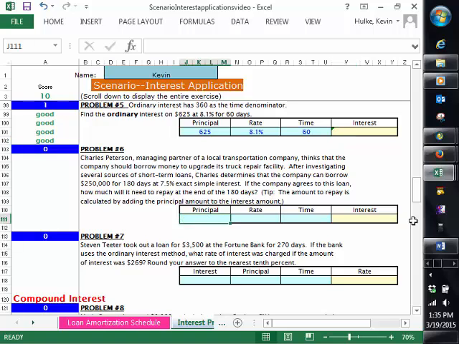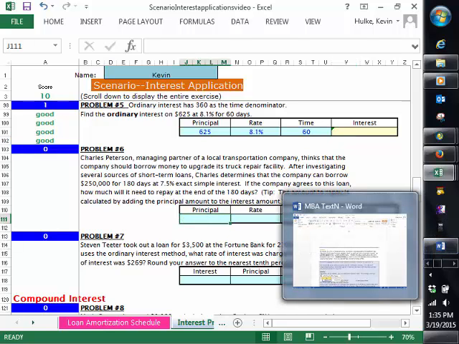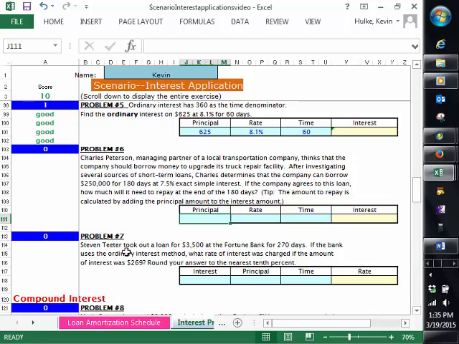Charles Peterson, managing partner of a local transportation company, thinks that the company should borrow money to upgrade its truck repair facility. After investigating several sources, he determines that the company can borrow $250,000 at 7.5% simple interest for 180 days. So our interest is principal times rate times time, and in this case, since it says it's exact, we're going to divide by 365. And notice we got the point there.